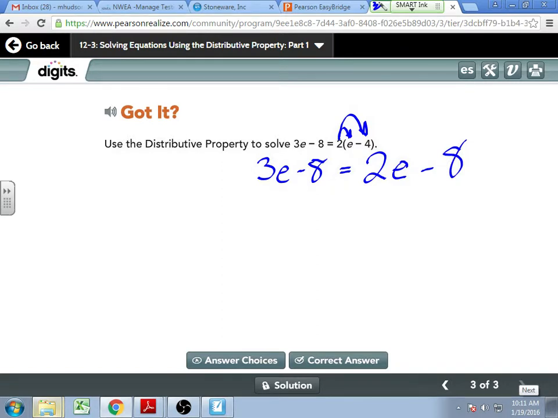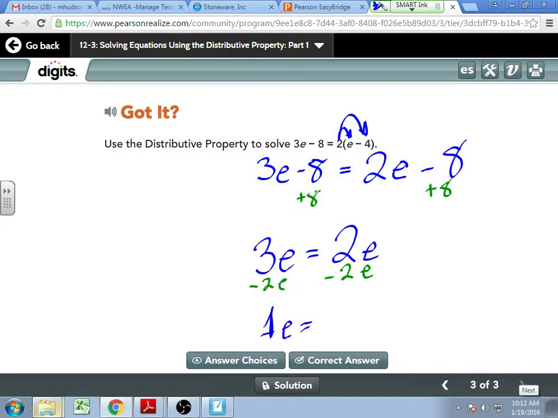Now you should see something weird already. What's weird, Shahib? Because if you do +8 on both sides, they cancel each other out. So if I add 8 on both sides, because I have a minus 8 on both sides, they cancel, and I have 3e is equal to 2e. Awkward. So if I subtract to try to group my variable terms, I get that 1e is equal to, well, I have nothing left. E must be 0.